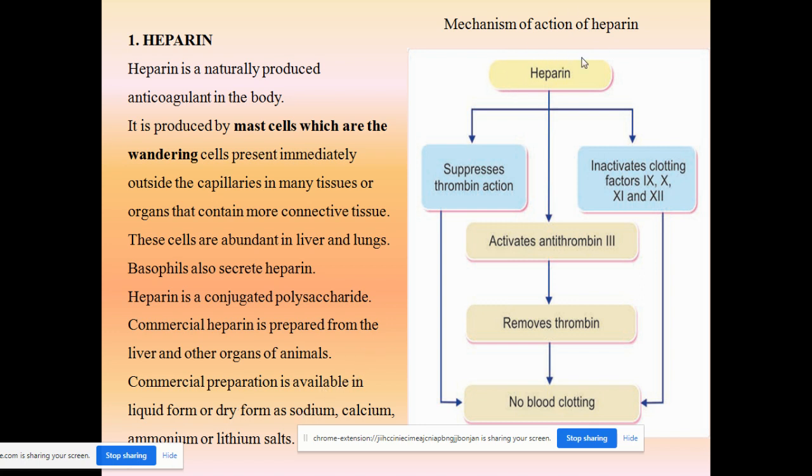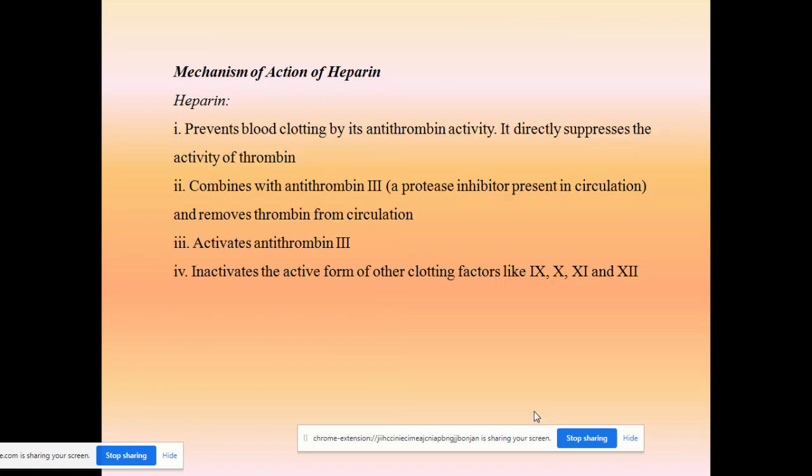So what does it do? The heparin suppresses the thrombin action. It inactivates the clotting factors 9, 10, 11 and 12. It activates the antithrombin 3, so that it removes the thrombin. When the thrombin is removed, blood clotting does not happen, no blood clotting. That is how it acts as an anticoagulant and prevents the blood clotting in the blood of normal persons.